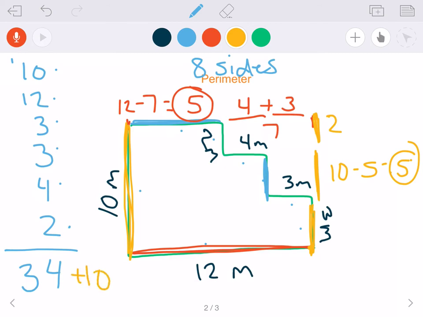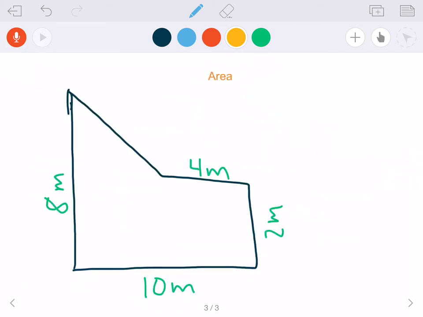We're going to add 10 to this 34. So my final perimeter is going to be 44. When we label it, we're going to say just meters because we're just talking about a distance. We're looking for the distance around the shape. That would be 44 meters.